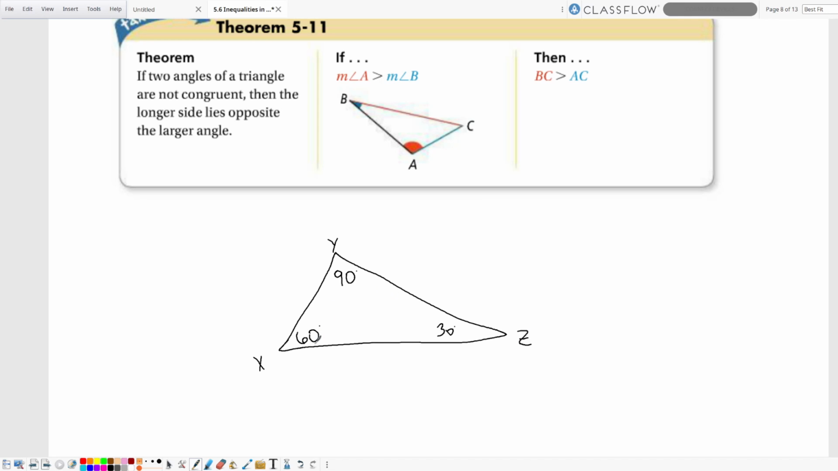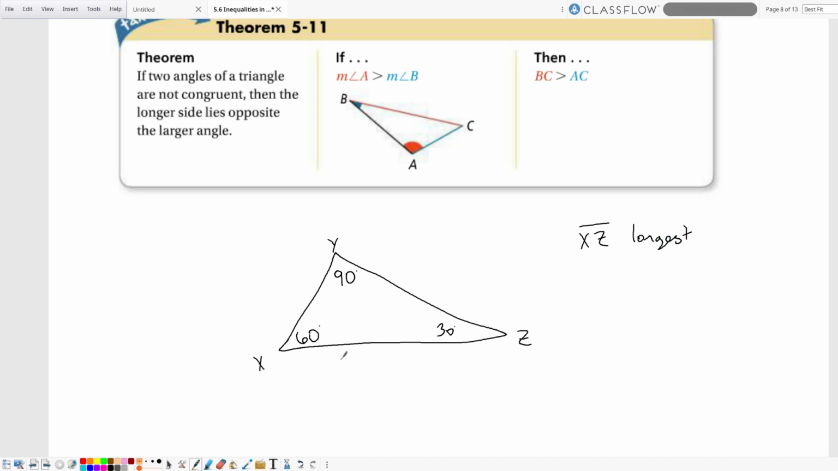So if I want to find the largest or the longest side, it should be opposite of the largest angle, which when you've dealt with a right triangle before, we always say the hypotenuse is opposite of the 90 degree and the hypotenuse is the longest side. So in this case, 90 degrees is the largest angle. Well, XZ should be the longest side.